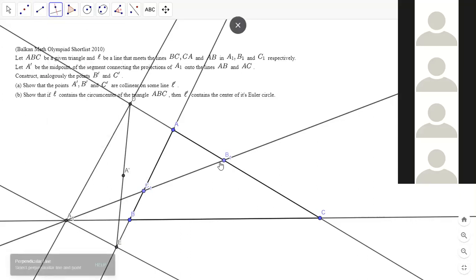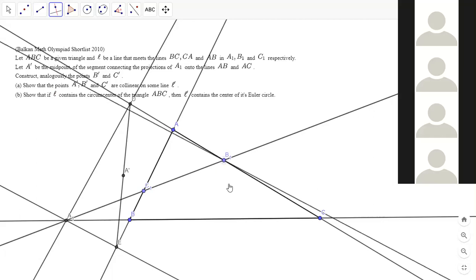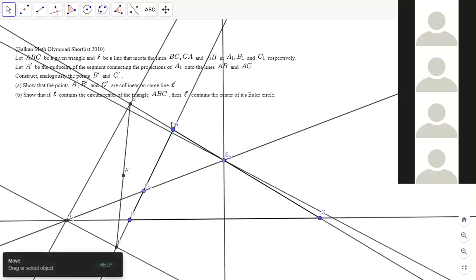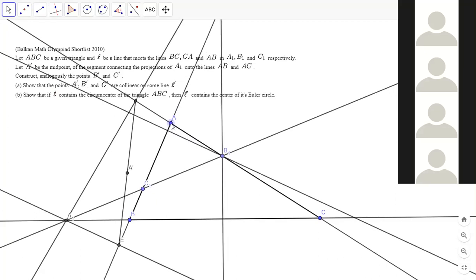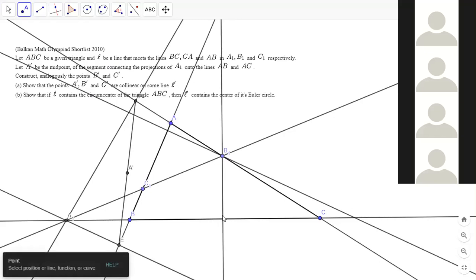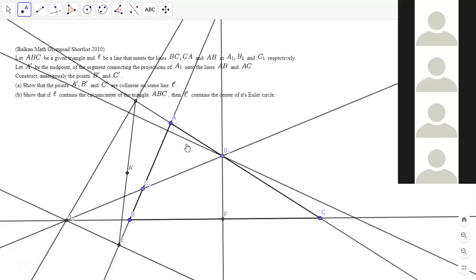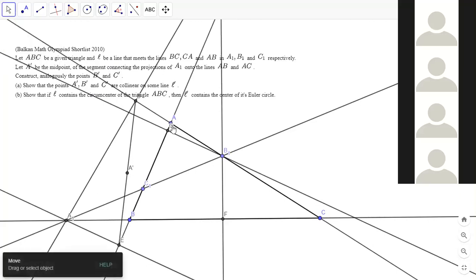So yeah, this is kind of a complicated diagram. So BC and BA. Let's see if I can make this a little better. There we go. So we got this point, and then I want the midpoint. So that would be B prime.